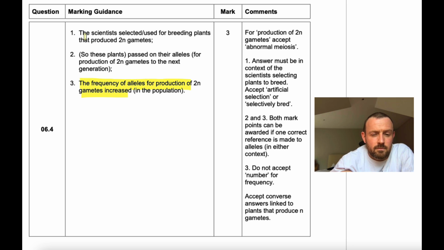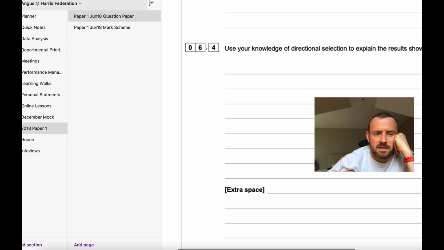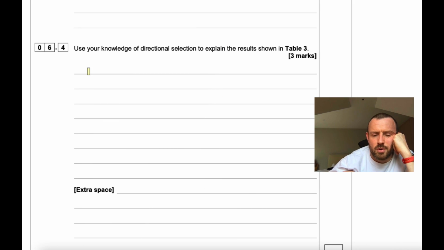The scientists were carrying out artificial selection. So the scientists selected the plants that produced 2N gametes, so only these plants passed on their alleles, and therefore the frequency of alleles changed. This is called artificial selection, where humans take the place of the natural process.